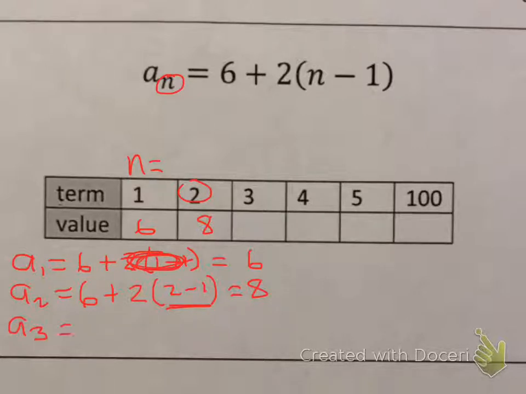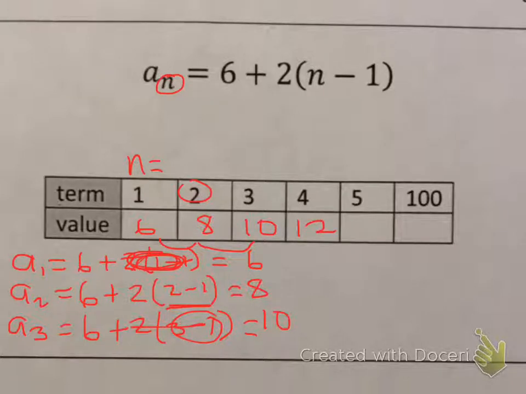If I want to find my third term, then I'm substituting 3 in. So 6 plus 2 times 3 minus 1. Plug it in your calculator, get your third term out. So this is 2. 2 times 2 is 4. 4 plus 6 is 10. Now, by now, you should be able to see a pattern. This goes 6, it goes 8, it goes 10. The next one's going to be 12. The next one's going to be 14, which is easy to do once you know the pattern.